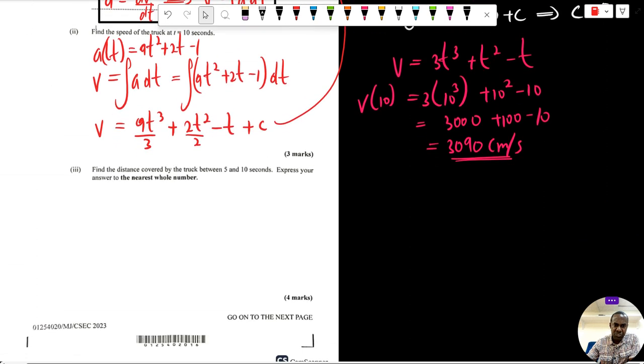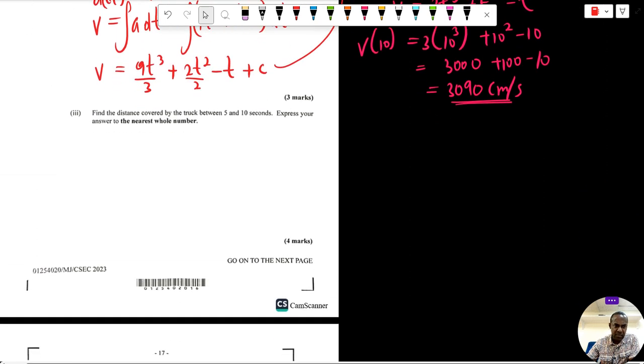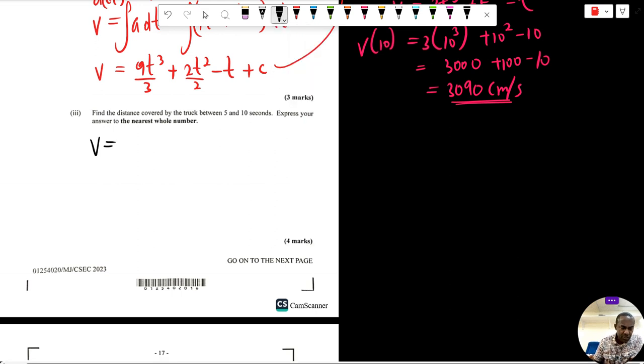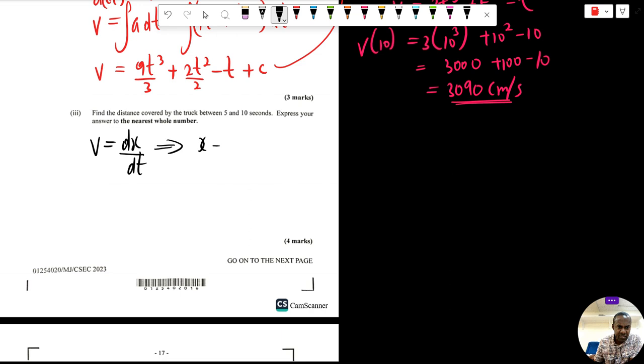Now, a similar relationship exists between velocity and distance or displacement. And so we can therefore say that v is equal to dx by dt, which therefore implies that x is equal to the integral of v dt. So if we have velocity or speed, which is a function of time, and we want to find the expression for the distance, we of course would integrate, right?